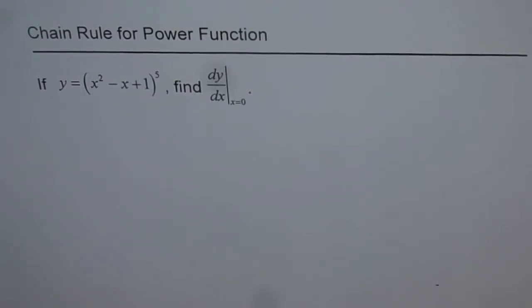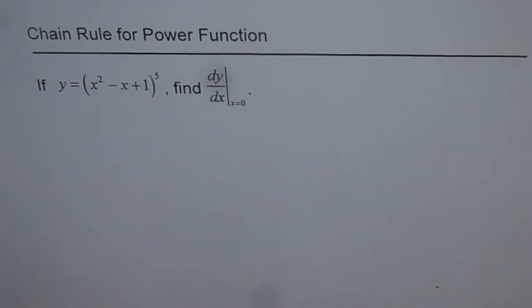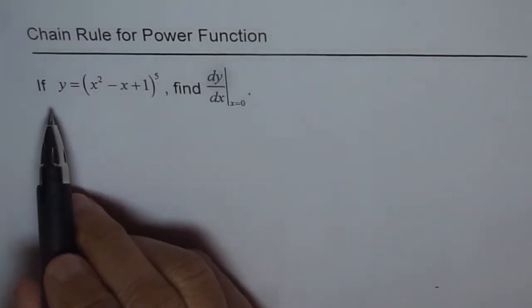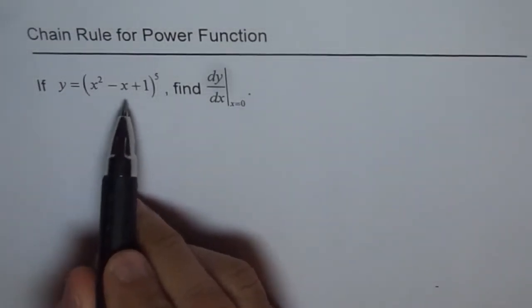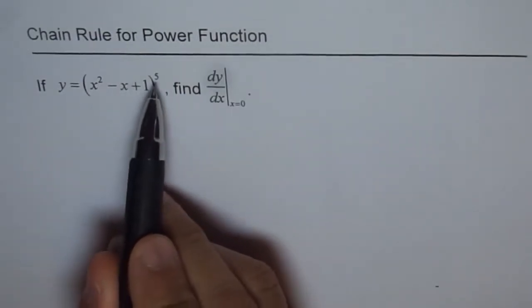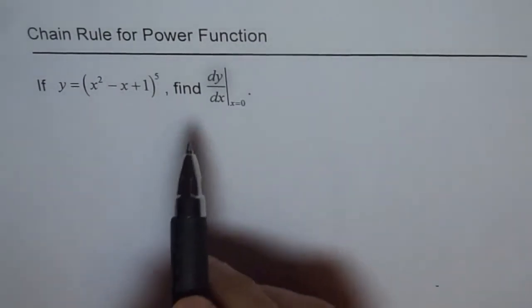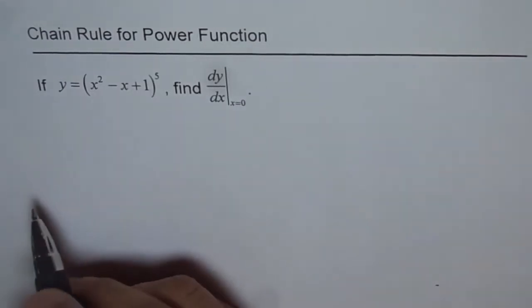Chain rule for power function. Well, power function is a very special function, and see how we apply chain rule to find derivative of power function. So we are given here y equals (x squared minus x plus 1) to the power of 5, and we need to find dy/dx at x equals 0.